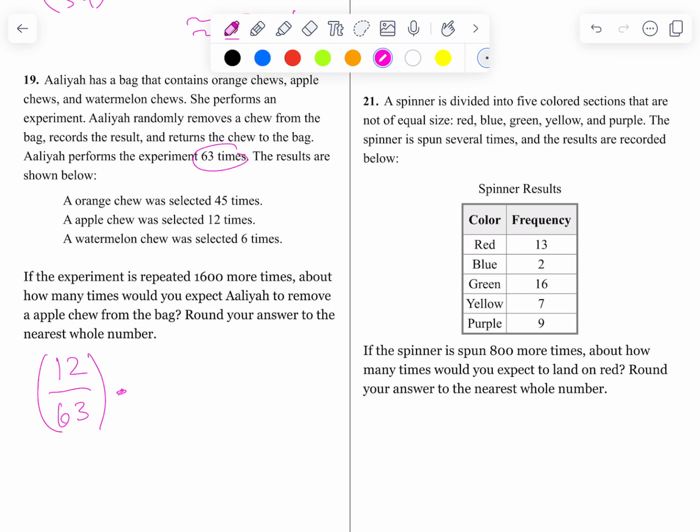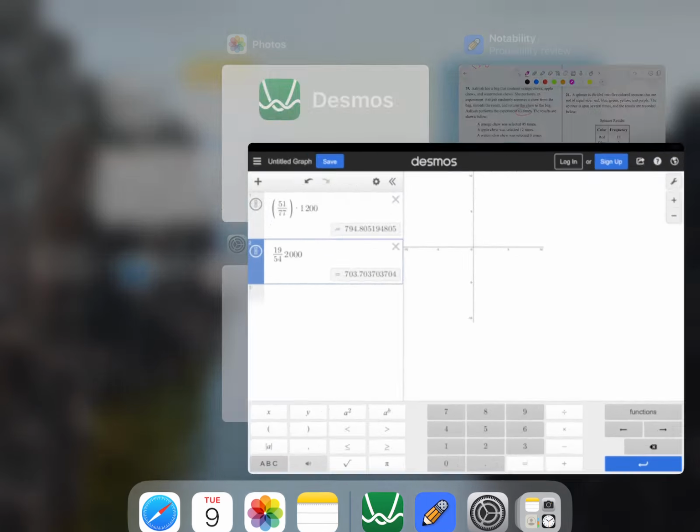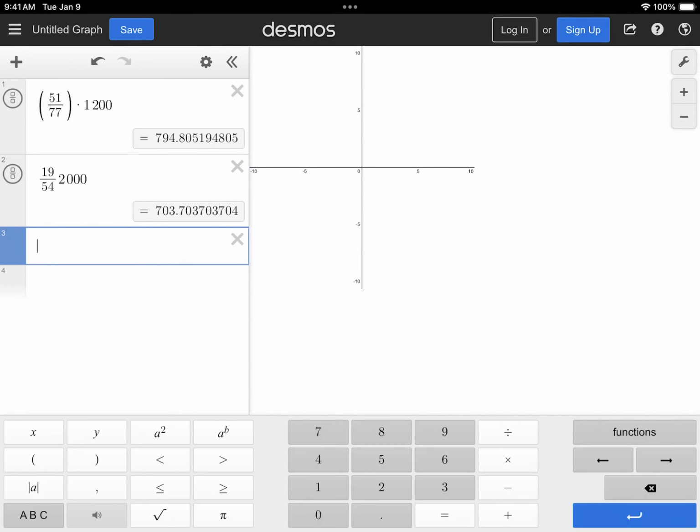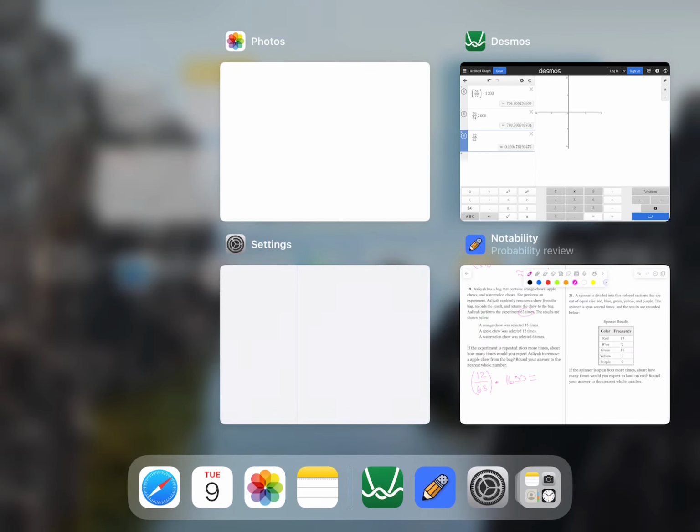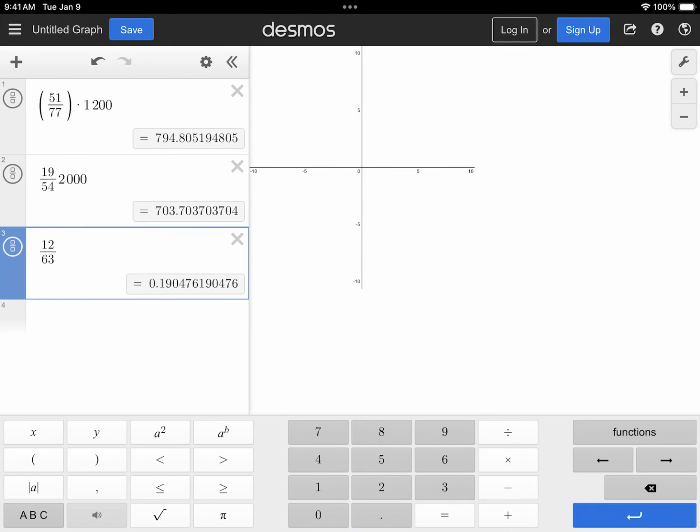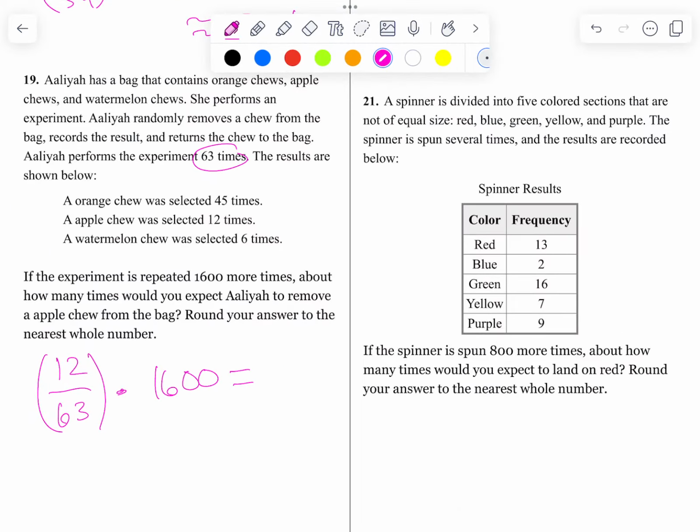And then we're going to say, how many do we think out of the next 1,600 times? And we'll multiply it. Here we go. 12 divided by 63 times 1,600. That's going to be 304.76. So about 305.